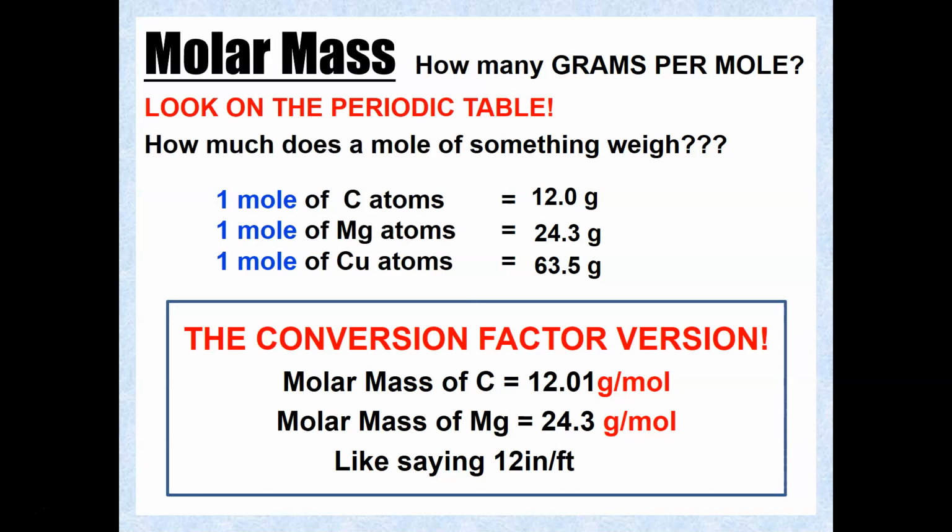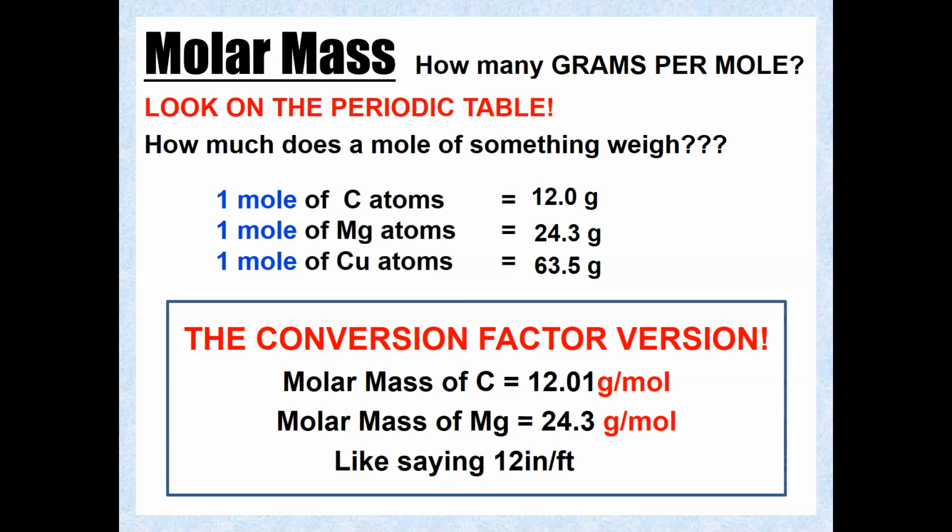So 1 atom of carbon weighs 12 AMUs. 1 atom of magnesium weighs 24.3 AMUs. 1 atom of copper weighs 63.5 AMUs. Do a bunch of dimensional analysis using our mole as 6.02 times 10 to the 23rd, and out pops the fact that we can just basically swap the unit out and use these very convenient numbers.